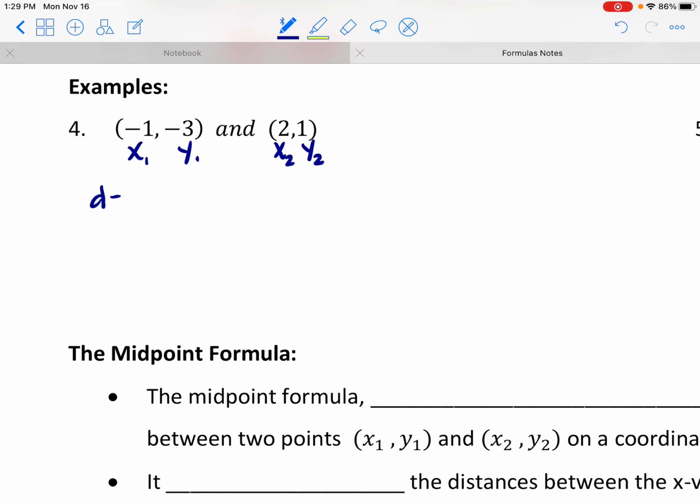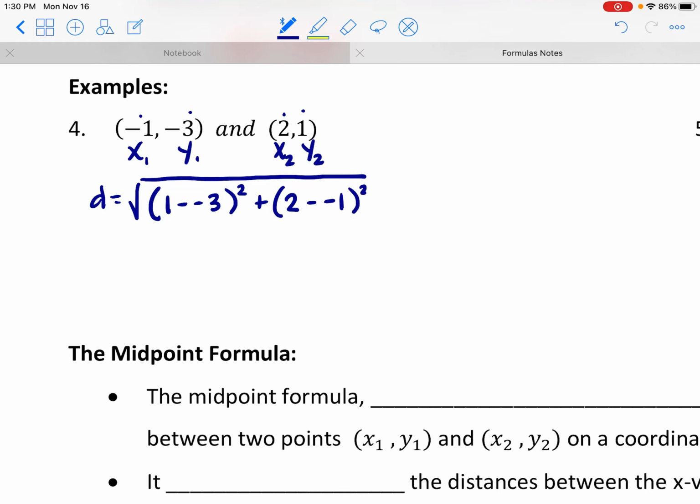So the distance formula says we're going to take the square root of, in the first set of parentheses, y2 minus y1. So y2 is 1 minus y1 is negative 3, and that's going to be squared. Plus is in the formula, and then another set of parentheses. In the next set it says take x2 and subtract x1. So x2 is 2, and I want to subtract x1, which is a negative 1. So it's minus a negative, and that's going to be squared.